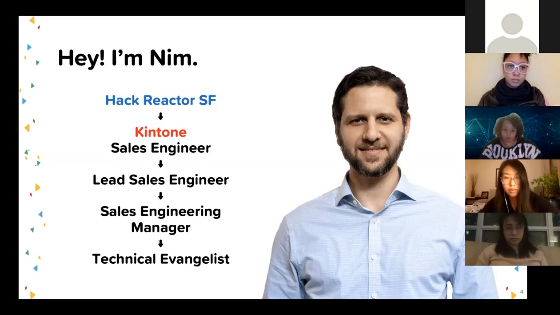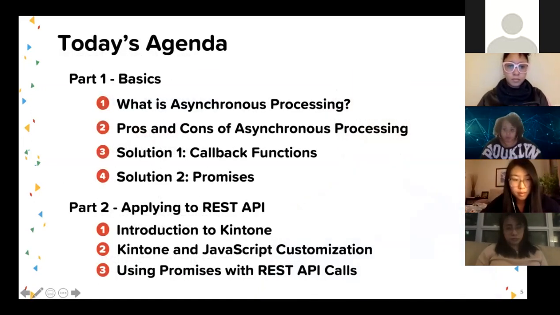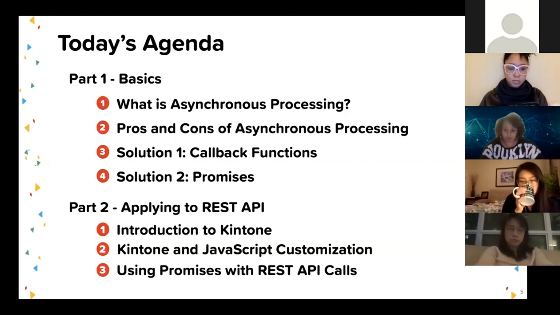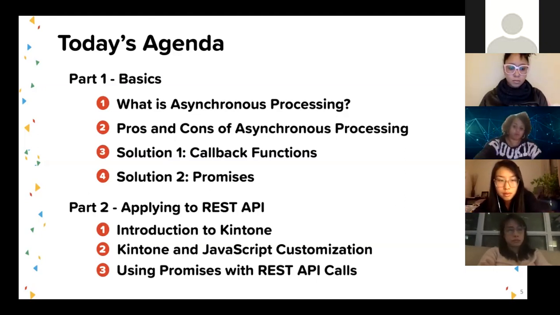Let's keep going. So, let's talk about today's agenda. In the first part, we're going to talk about asynchronous processing, what it is and how to implement it in JavaScript. Then we're going to take a break, a 10-minute break in the middle. And then in the second portion of our program today, we'll talk about Kintone and how it relates to JavaScript and to promises, and then work through some examples of using promises with REST API calls.